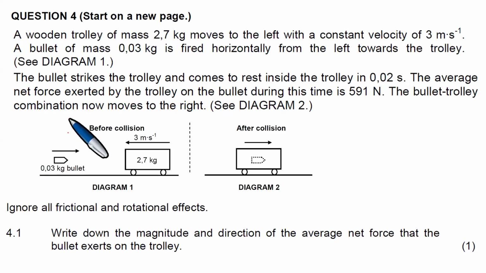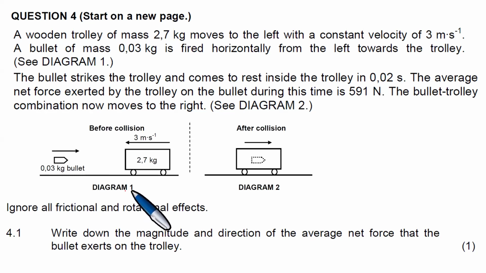In this lesson, we shall look at this particular question on momentum. A wooden trolley of mass 2.7 kilograms moves to the left with a constant velocity of 3 meters per second. A bullet of mass 0.03 kilograms is fired horizontally from the left towards the trolley. See diagram 1. Okay, so we have two diagrams here.